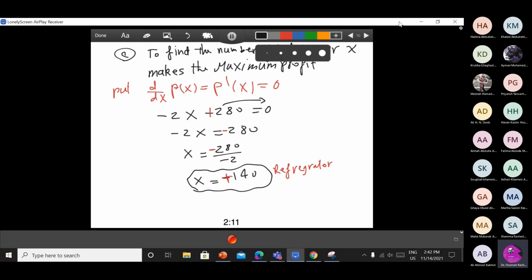To be relaxed, to check this one, this is the number. You just have the second derivative.